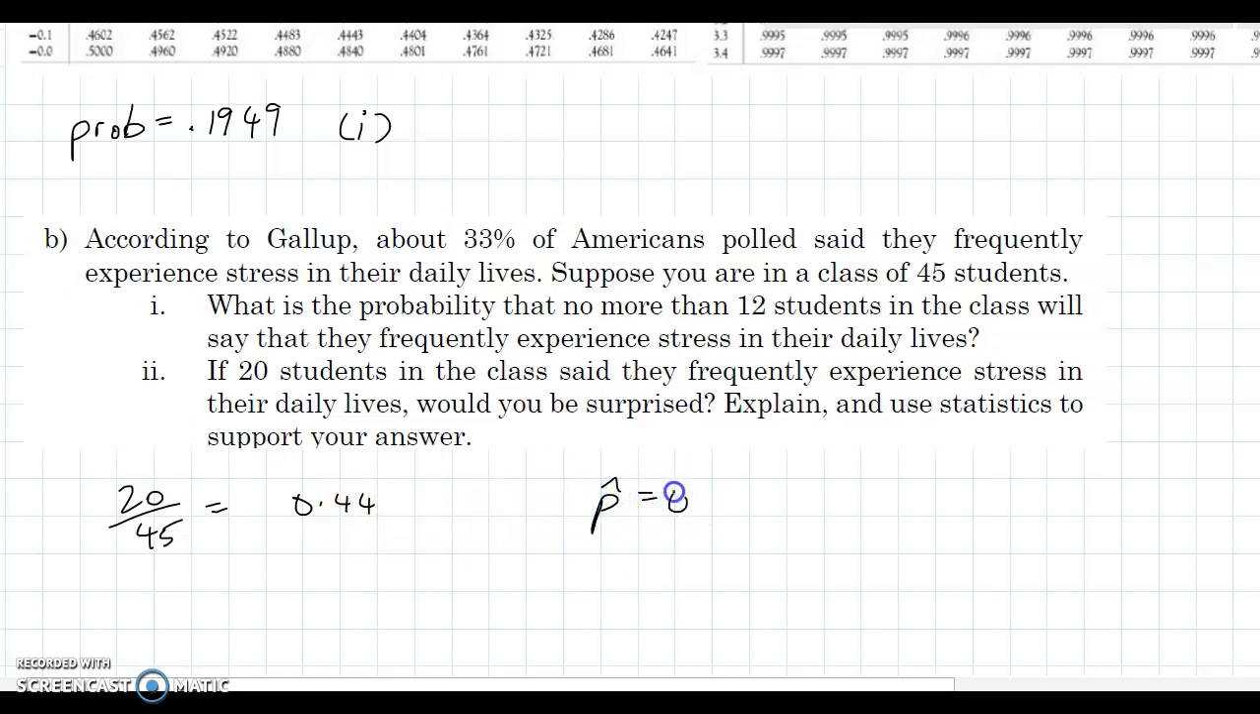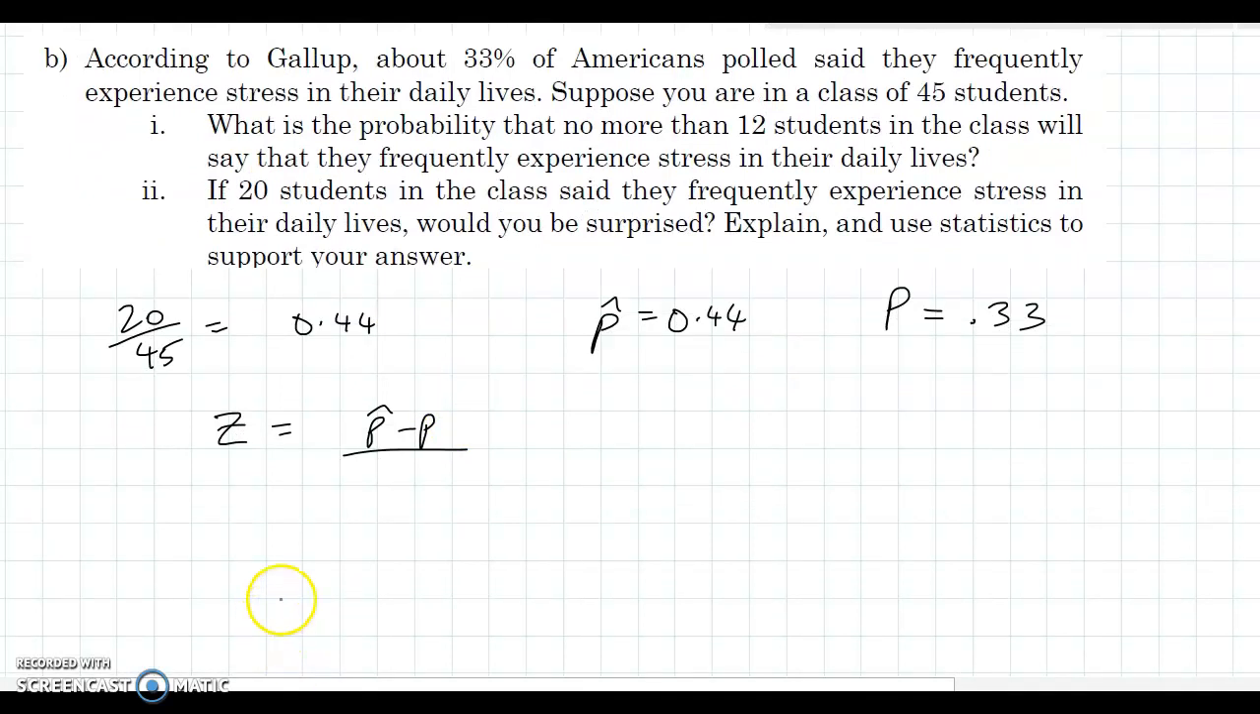So p-hat had to be 0.44, and remember that the hypothesized population proportion is 0.33. So without ever testing it, this one looks a bit high, right? So we would be surprised maybe that the class proportion who said they experience stress frequently was 0.44, because it's a good bit higher than 0.33, but we need stats to back this up. So we're going to get a z-score and compare it. We're going to standardize our score and compare it to the tables to see how likely or unlikely it would be.